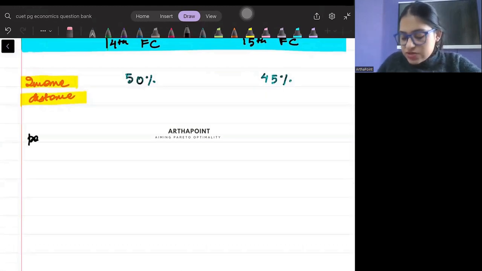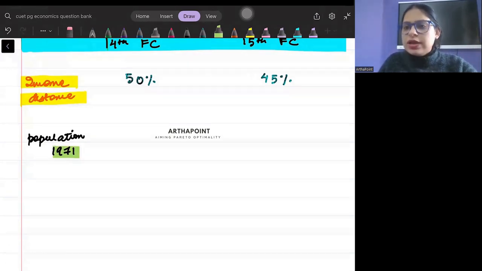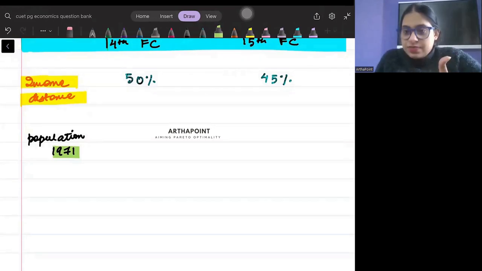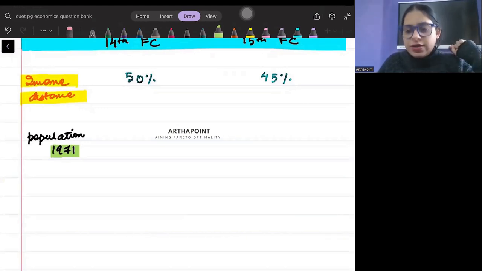Then the second thing that we have is called population of 1971. So the 14th Finance Commission considered the population based on the 1971 figure. Ab dekho, jis bhi state ki population zyada hai, the state that has more population needs more money to run that state. But what is the data? Which year's population should be considered? So the 14th Finance Commission was still considering the 1971 population of states and it was giving a weightage of 17.5.